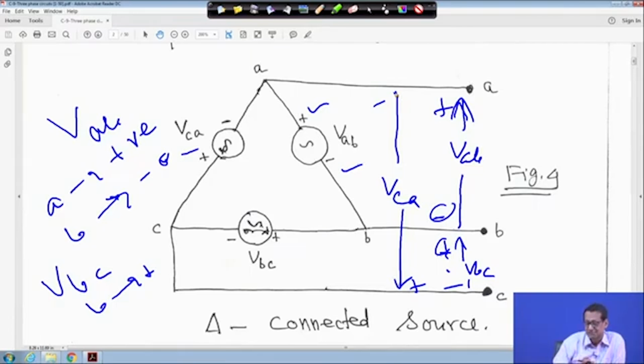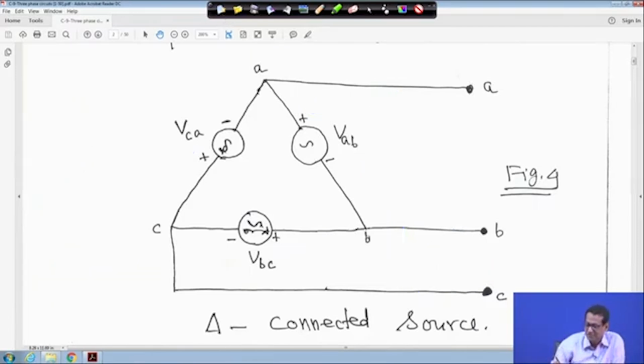This is instantaneous polarity, and this is actually the three-phase delta connected source, because this is delta connected. That was the star connected source and this is the delta connected source, right?